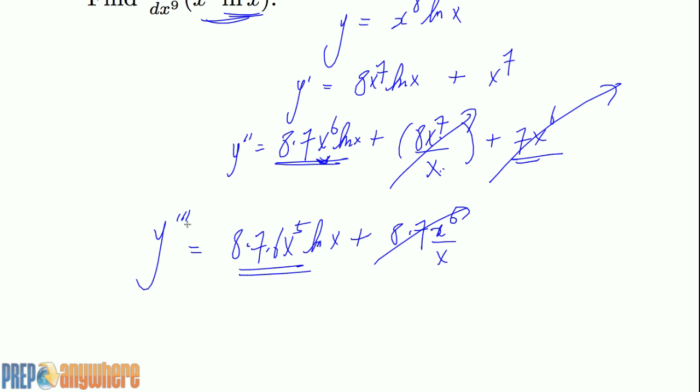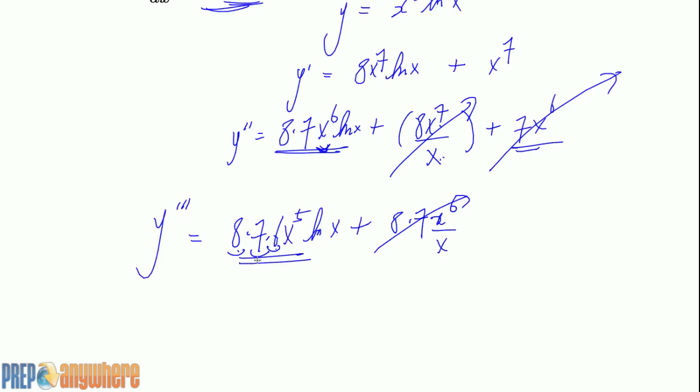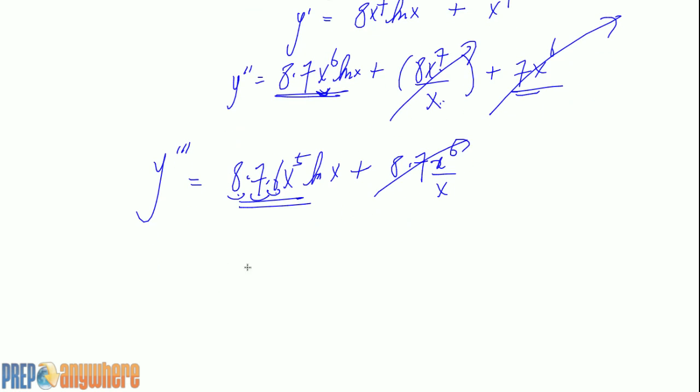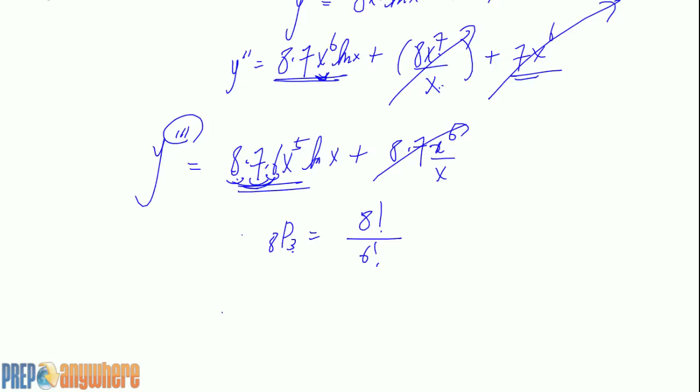So when you do 3 derivatives, the third derivative, you get 8 times 7 times 6. There's 3 numbers here. So this is a factorial pattern. So this is in fact 8 permute 3. Okay, so 8 permute 3 is written this way: 8 factorial divided by 8 minus 3, 6 factorial.